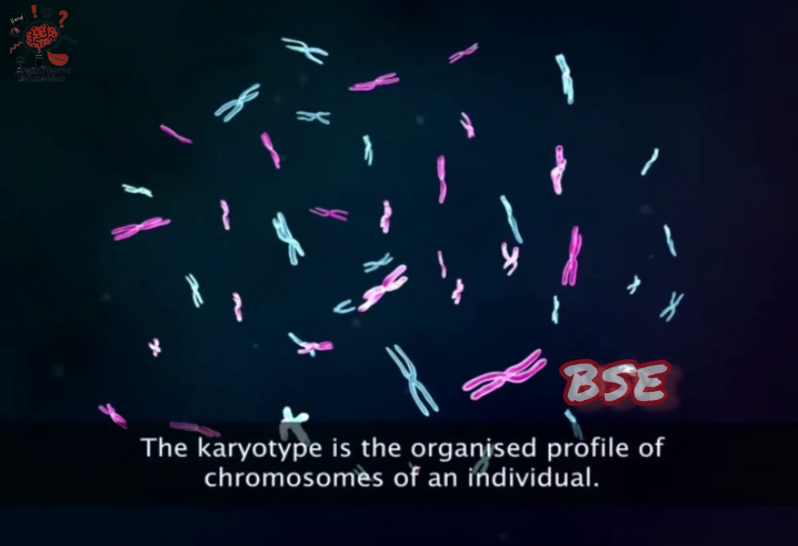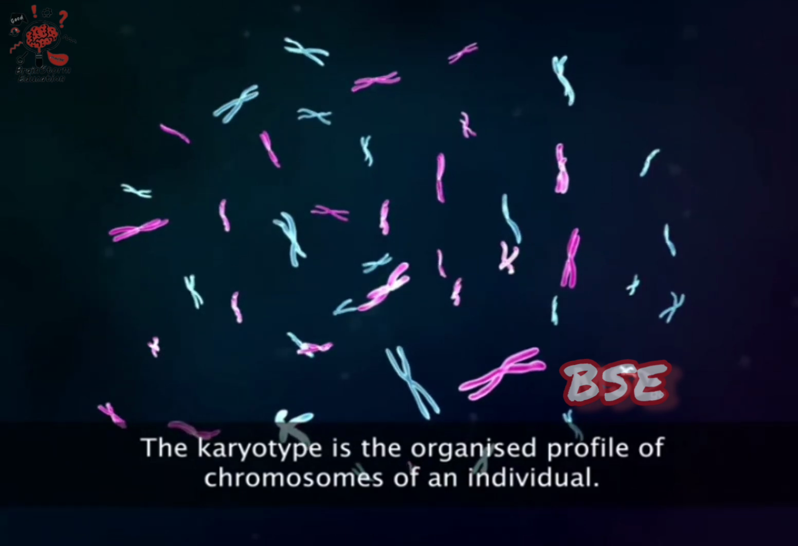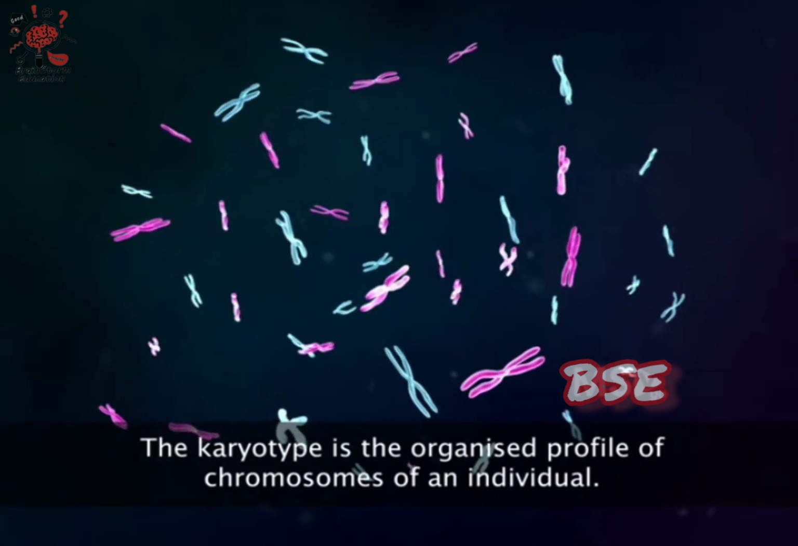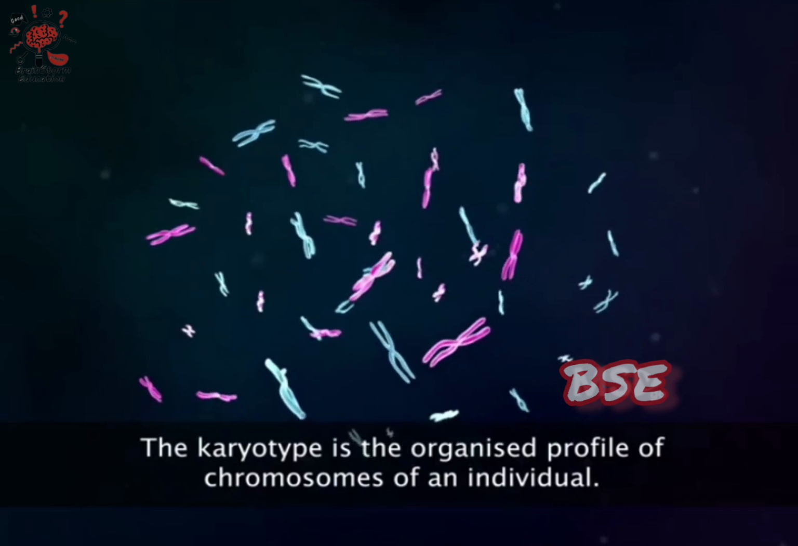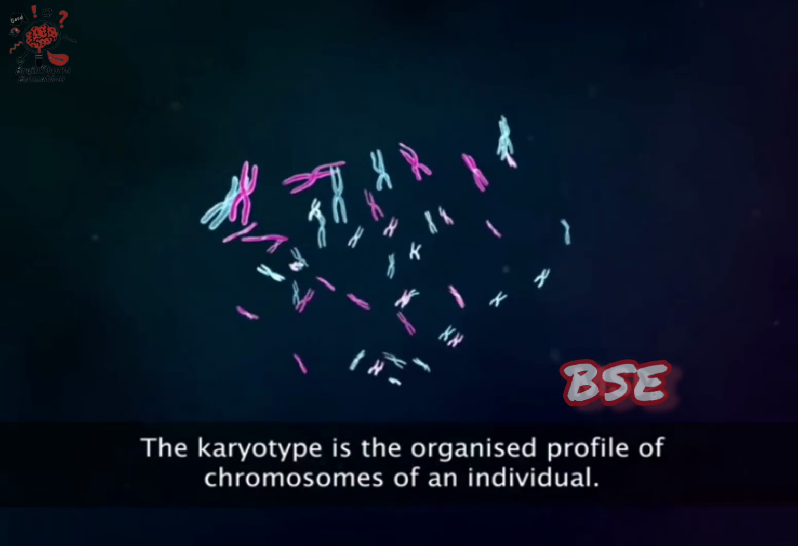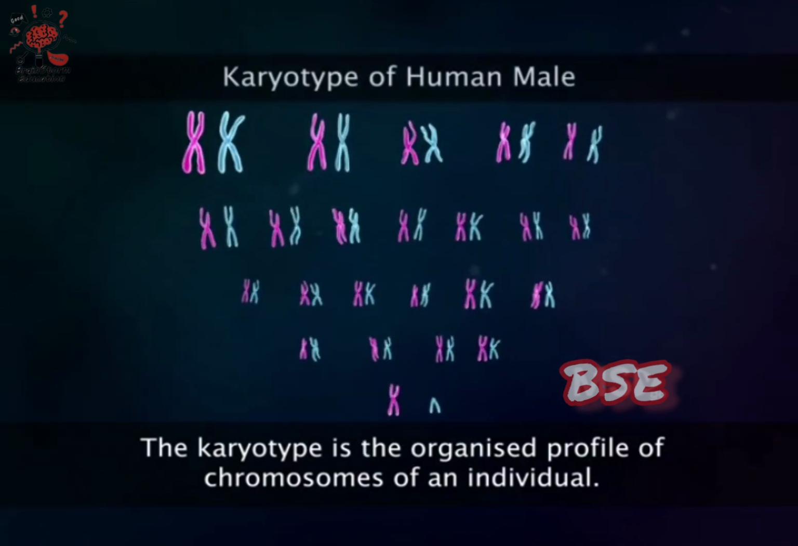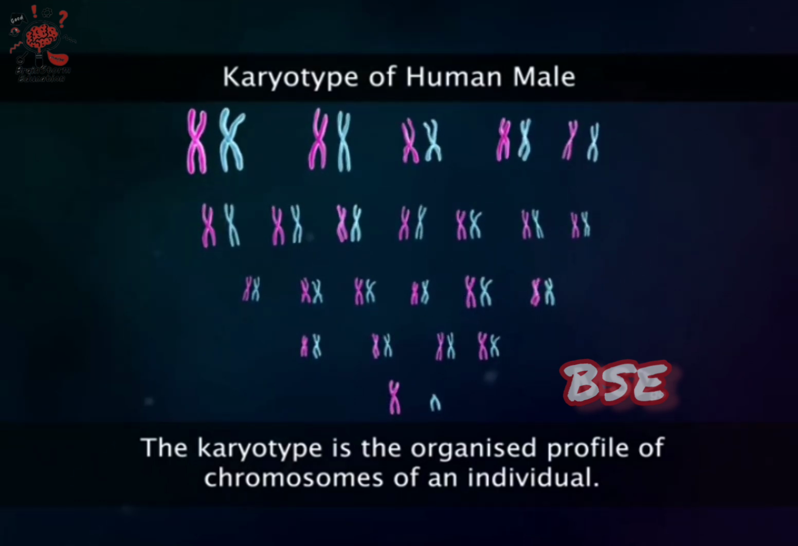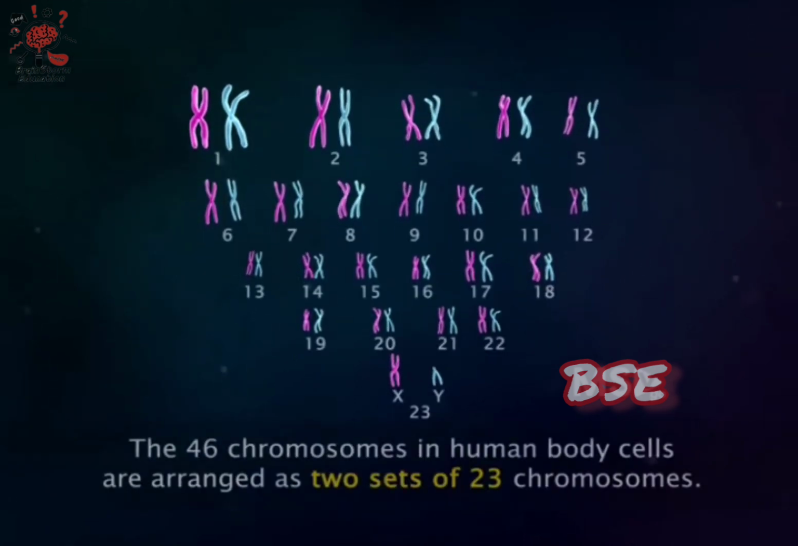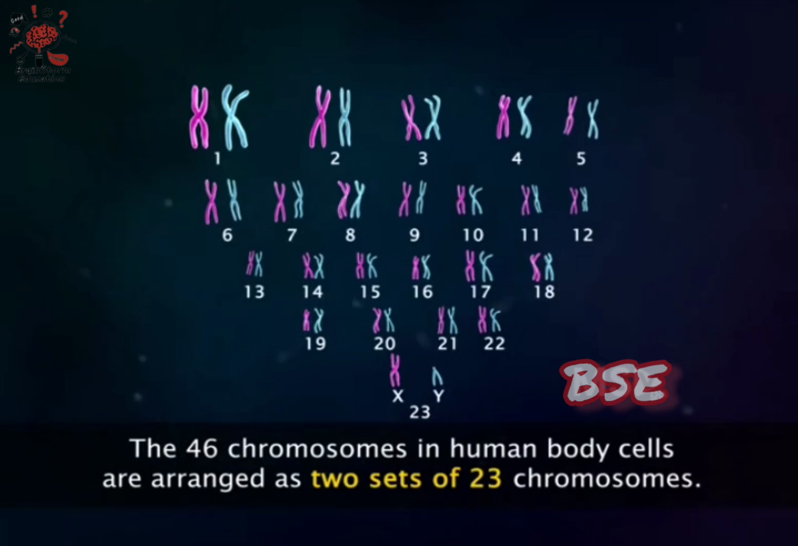The organized profile of the chromosomes of an individual is called a karyotype. In it, chromosomes are numbered and arranged in decreasing order of size. Here is a karyotype of a human male. The 46 chromosomes in human body cells are basically 2 sets of 23 chromosomes. Every chromosome is represented twice, so 2 of chromosome 1, 2 of 2, 2 of 3, and so on.